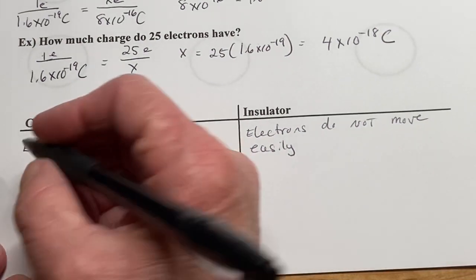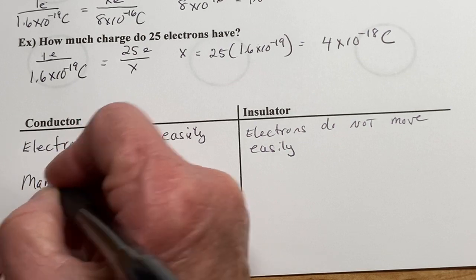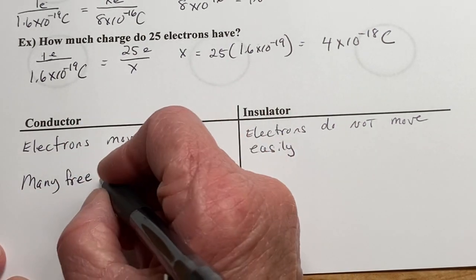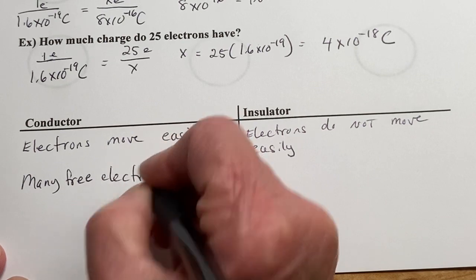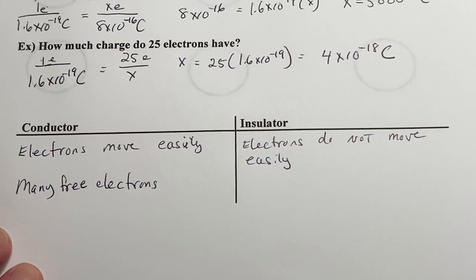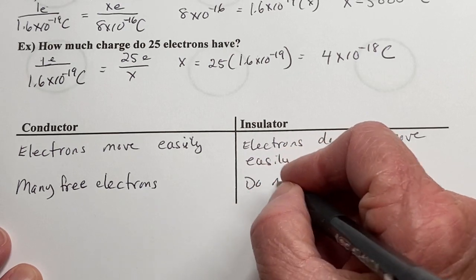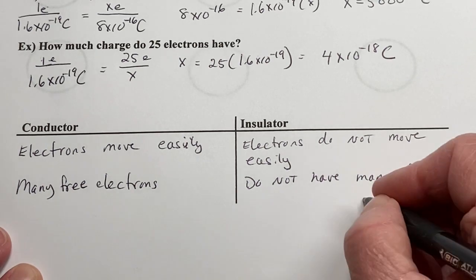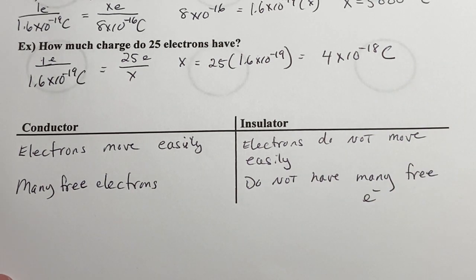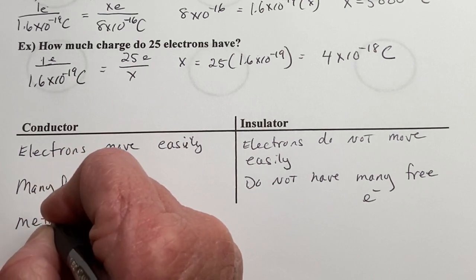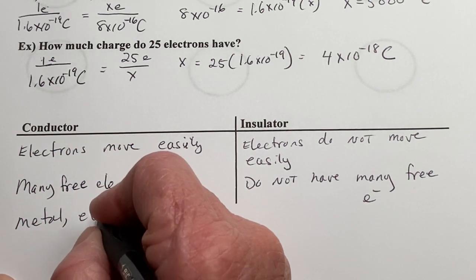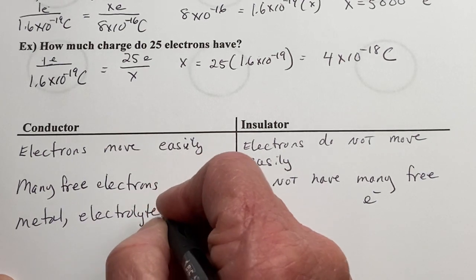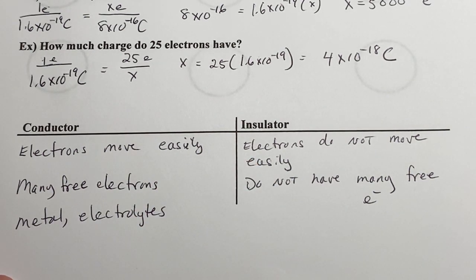Conductors have what we call free electrons. These are electrons that are easily moved, many free electrons. Where insulators, part of their chemical property is they do not have many free electrons. Some examples, okay, for conductors, we're always going to talk about metals and electrolytes. Salt water, Gatorade, swimming pool water, they all have electrolytes. That's why you should get out of the pool when there's lightning.